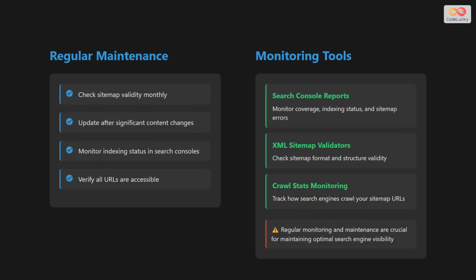It's important to have regular maintenance of your sitemaps. You should check the sitemap validity monthly, update it after significant content changes, monitor the indexing status in search consoles, and verify that all the URLs are accessible. You can use the Search Console reports to monitor the coverage, indexing status, and sitemap errors.